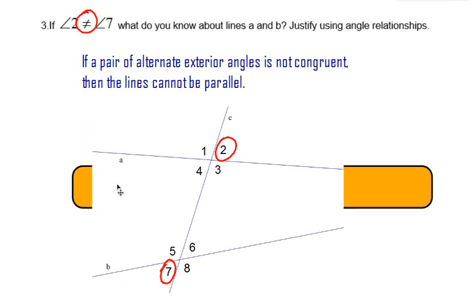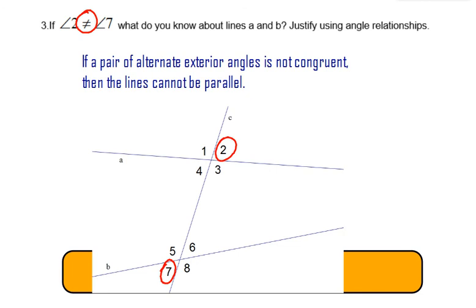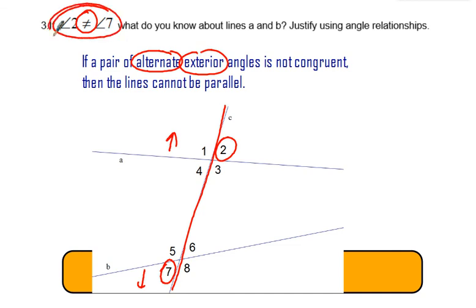Here it is. Here we have a pair of lines on alternate sides of C, so they're alternate angles. They're both in the exterior, the outside, so they're called alternate exterior angles. And we're told that they're different, so they're not congruent, and therefore the lines cannot be parallel.